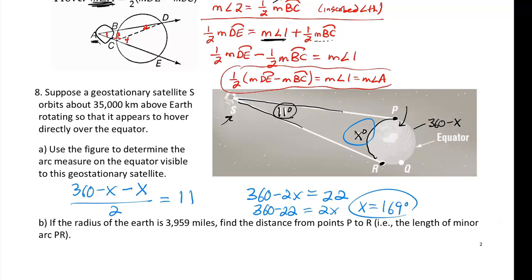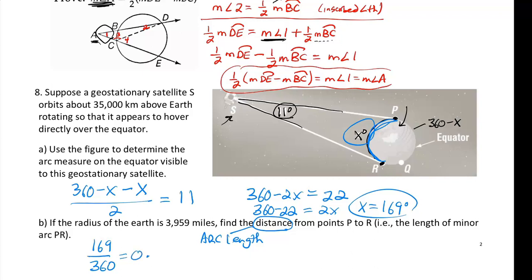And then lastly, part B, if the radius of the Earth is 3,959 miles, find the distance from point P to R. So the distance from point P to R, that would be the arc length. We're going to need that measure of the arc we just had, 169. What fraction of the circumference of the Earth is that? That would be 169 over 360 degrees. So how much of the Earth are we traversing there? That would be 47% of the Earth.